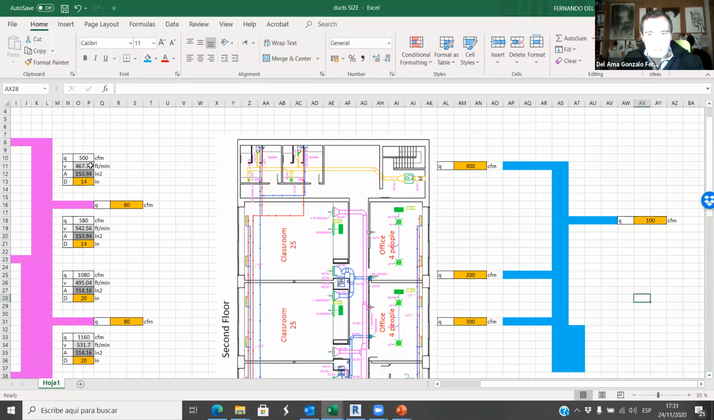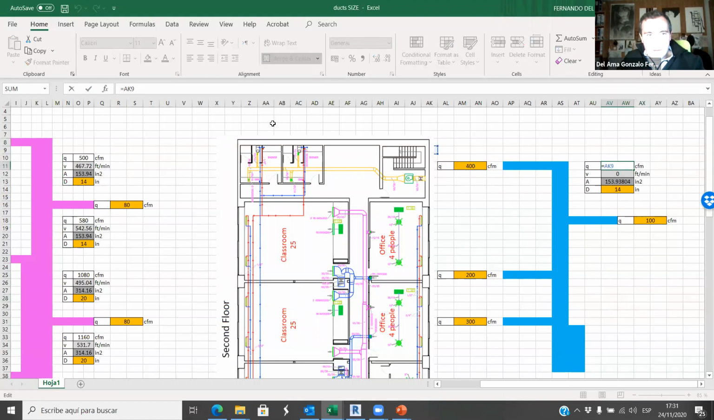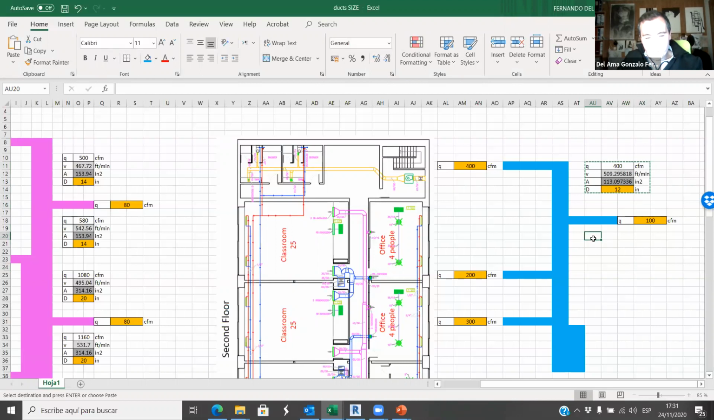And now we can start copying this table here. So what is this airflow? It's this cell. Okay, so this is 400. With this, by changing this, if it's 12, okay, so this can be 12 because the velocity is below 500. That's fine. What is the next branch?